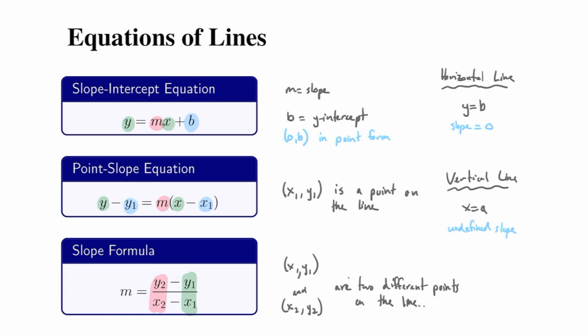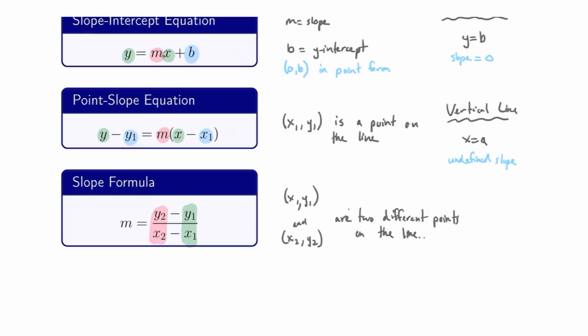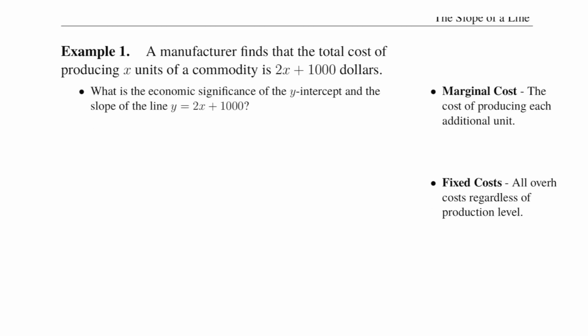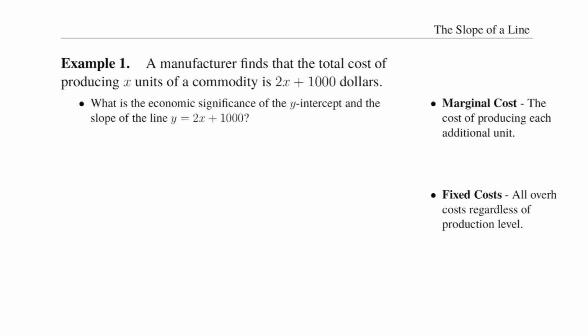All right, so let's look at a few applications and interpretations of what these different linear equations or lines tell us. So let's look at an example. Suppose we're a manufacturing company, and we find that the total cost of producing x units of some commodity is 2x plus $1,000. And we want to know, if this is our total cost function, what does the y-intercept mean? So what does this plus 1,000 mean? And what's the interpretation of that slope?